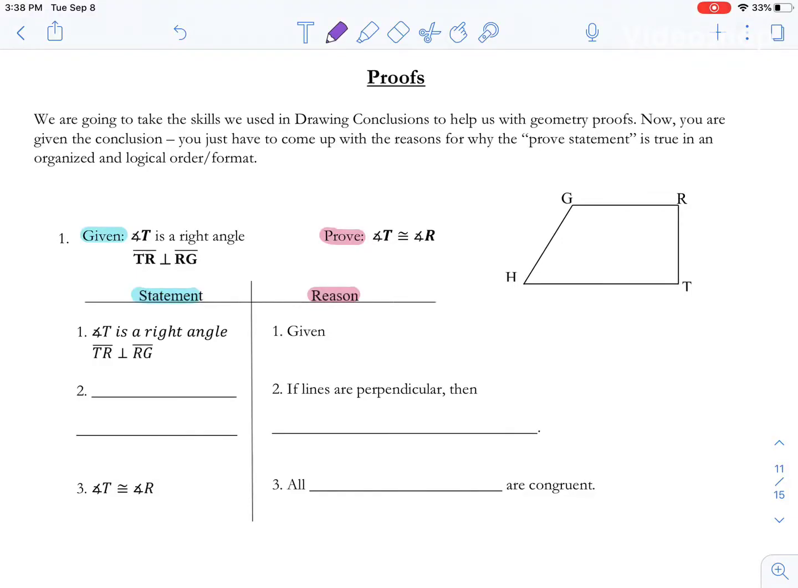All right, here we are, our proofs day. Geometry, a big part of geometry is writing proofs. So this is an official big day that you'll remember forever, I promise. So basically, we're going to take those skills that we talked about with drawing conclusions yesterday, and we're going to write them in a proof form. So a proof is just an organized way to explain your thought process.